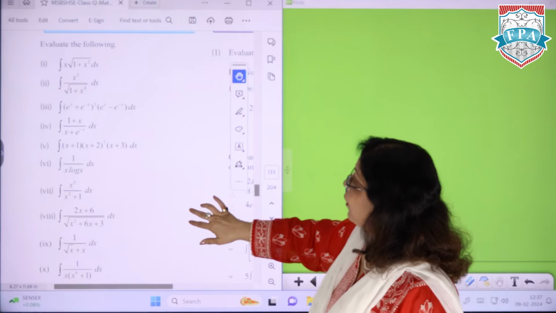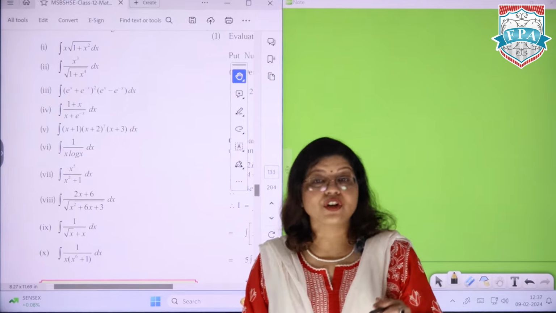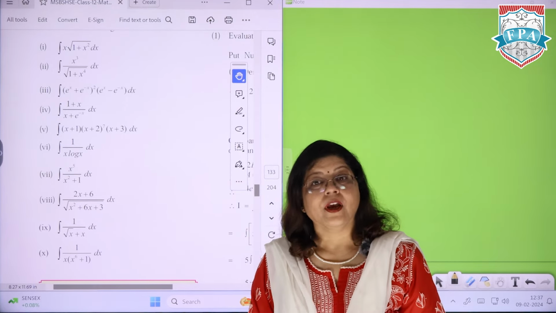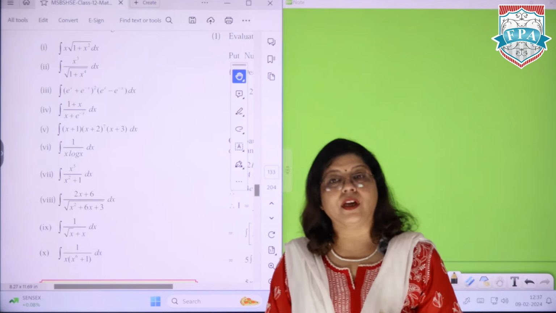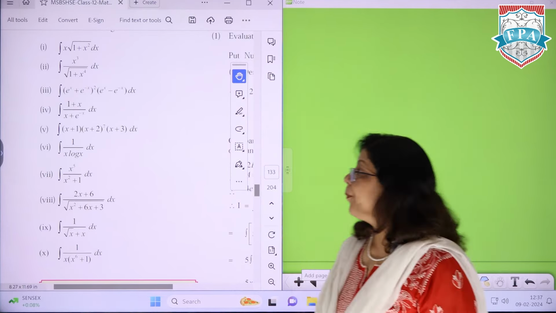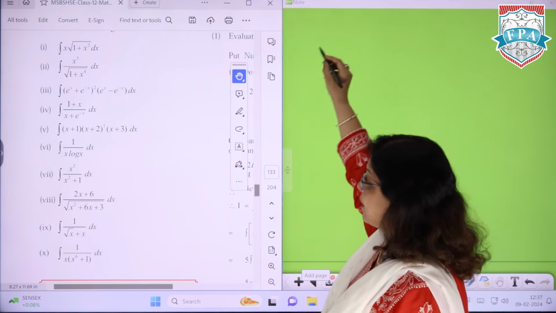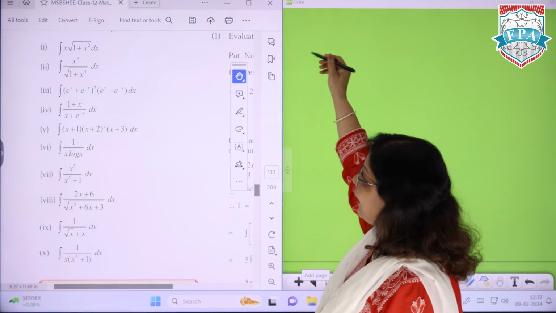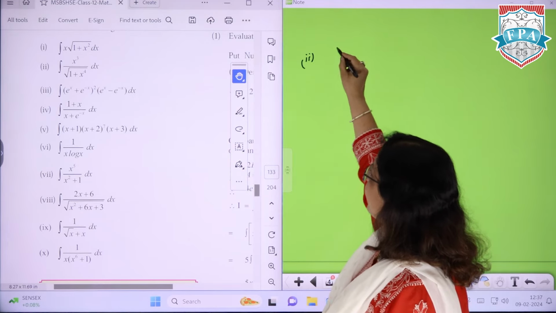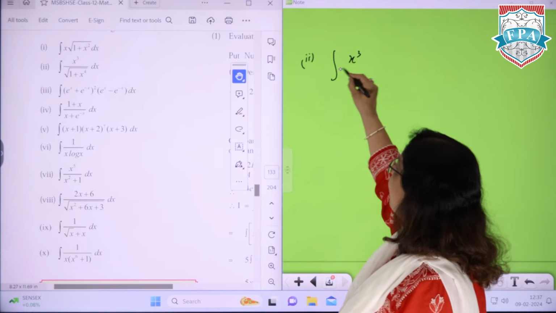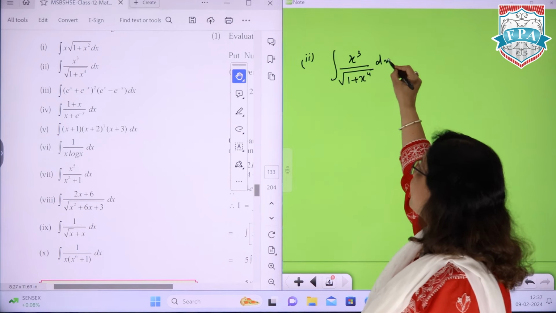Now in this chapter, you will be seeing a lot of examples given in your textbook, which I advise you to follow. Please solve the rest of the questions also, because then only it will give a good grip on the subject. Let's see the question over here. Again, from this exercise 5.2, I'm taking one question, question number 2. Integral x cube by under root 1 plus x to the power 4 dx.